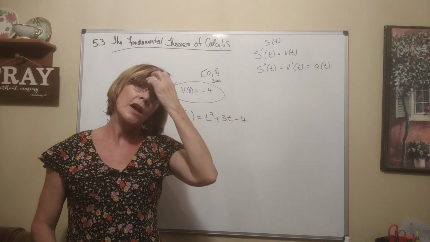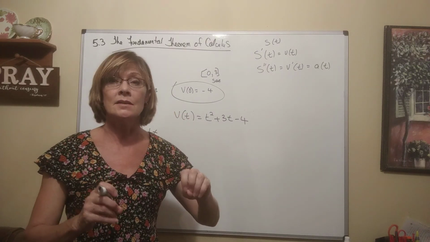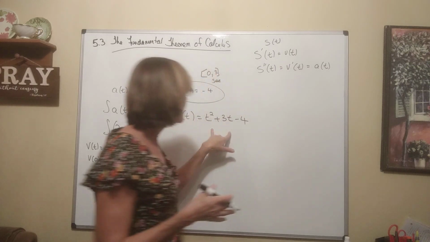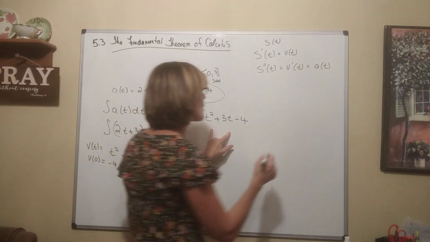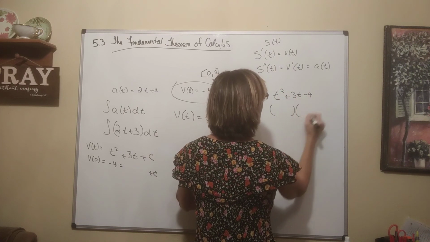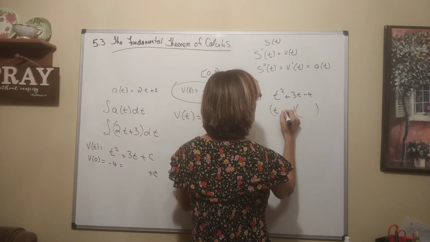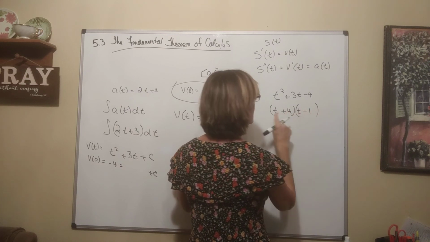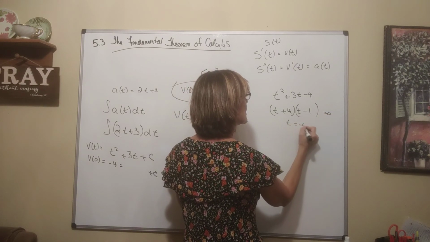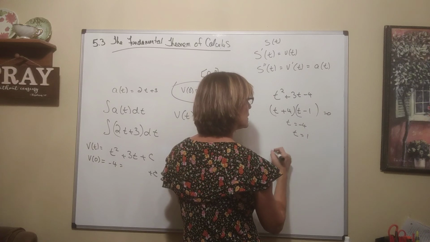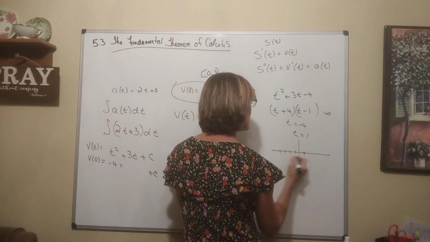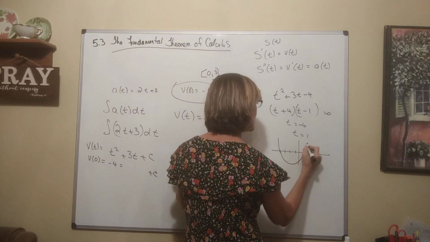The last thing we have to do is find not the displacement, but the distance. That means we have to think about where it is positive and where it is negative. So, again, this is a parabola facing up. Where are its zeros? Let's figure that out. I think this factors: plus 4, minus 1. Let's see, t squared plus 3t minus 4. Okay, so we find that t is -4 and that t is 1. And this guy is facing up.